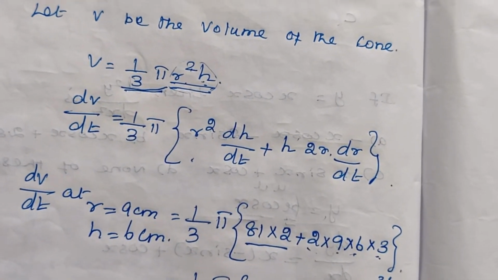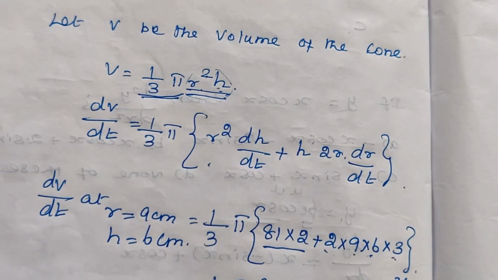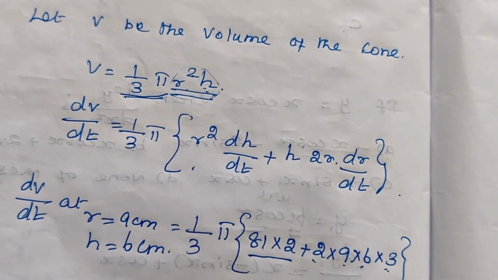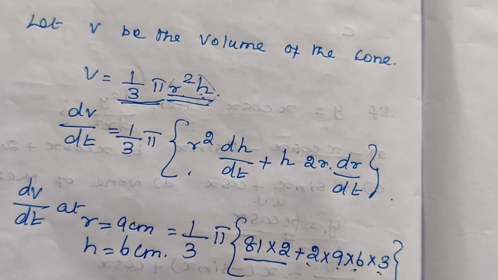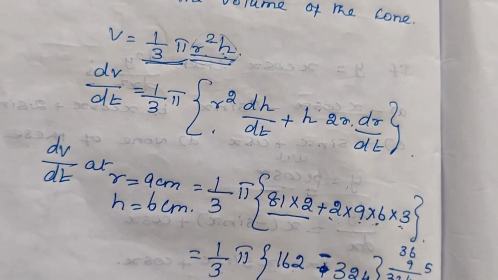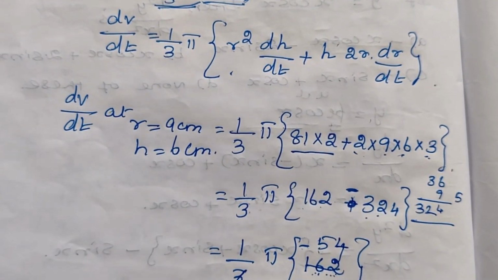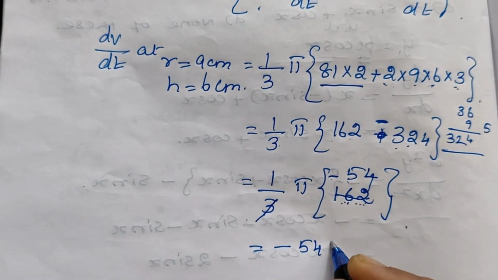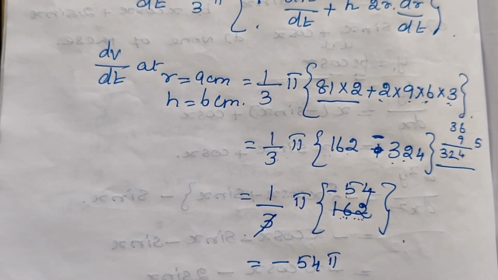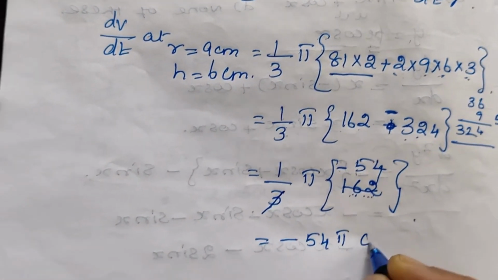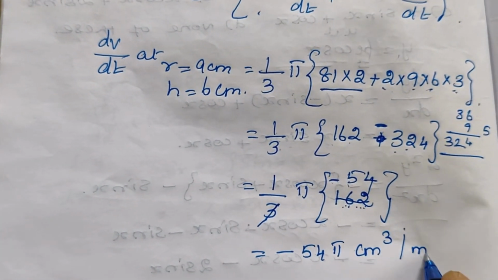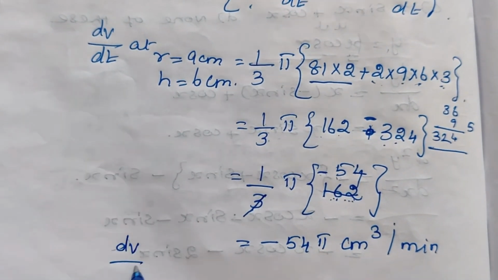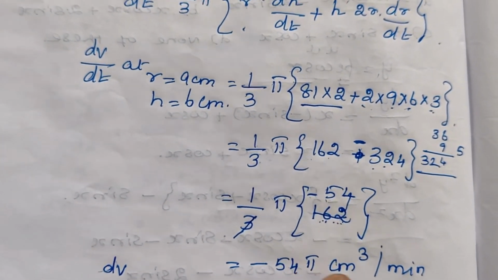So you have to divide what you get. 5 threes are 15. 4 threes are 12. Therefore, minus 54 pi. And volume, therefore, it is cubic unit. Therefore, what is centimeter cube per minute? So, rate, that is centimeter cube per minute. So, dV by dt equal to minus 54 pi centimeter cube per minute.